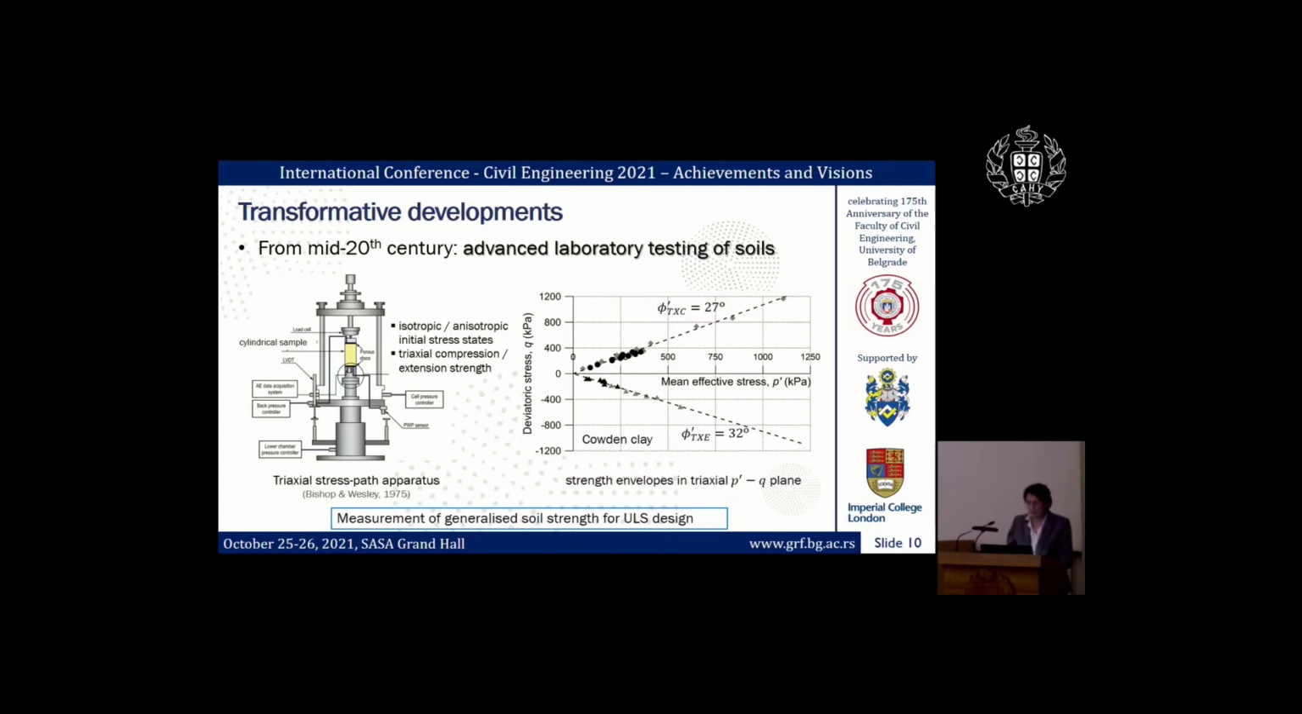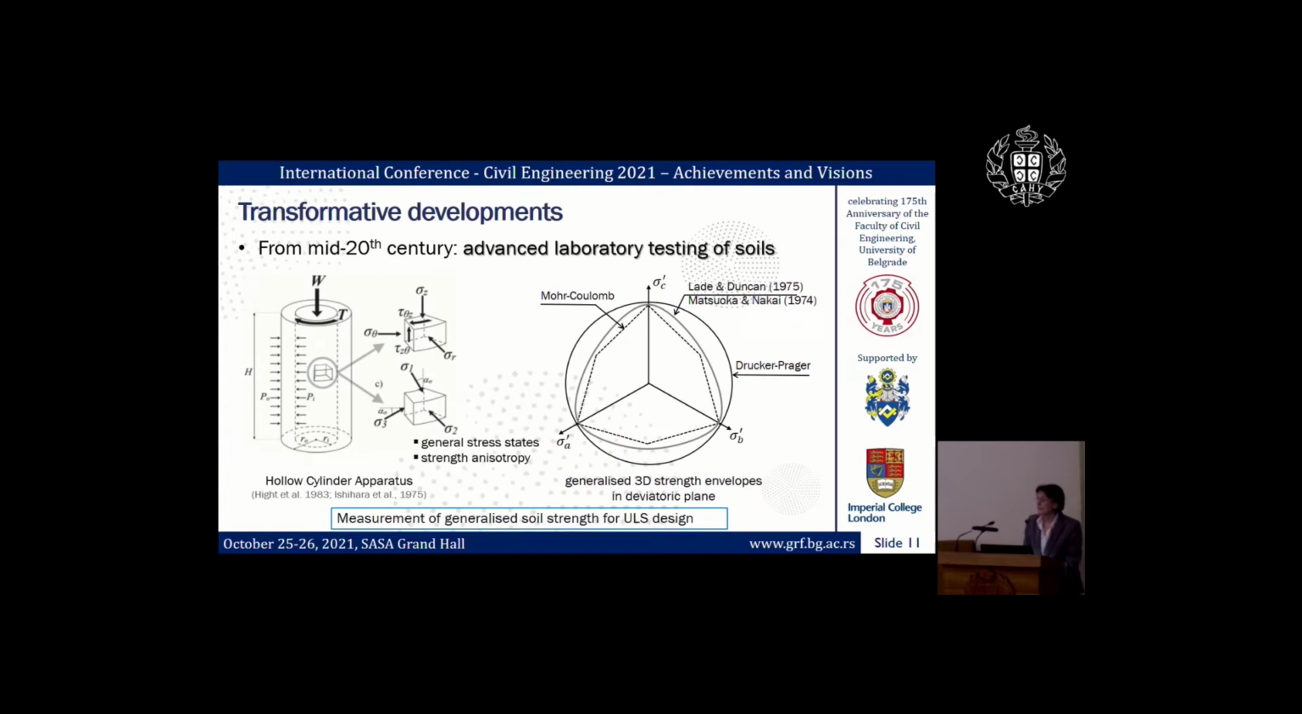And being able then for the first time to derive strength envelopes of the soil in terms of deviatoric stress and mean effective stress, which are sort of generalized invariants to describe the stress state in the soil, both in triaxial compression and triaxial extension. And this has given then more confidence to this ultimate limit state design as the first sort of design condition to affect the equilibrium.